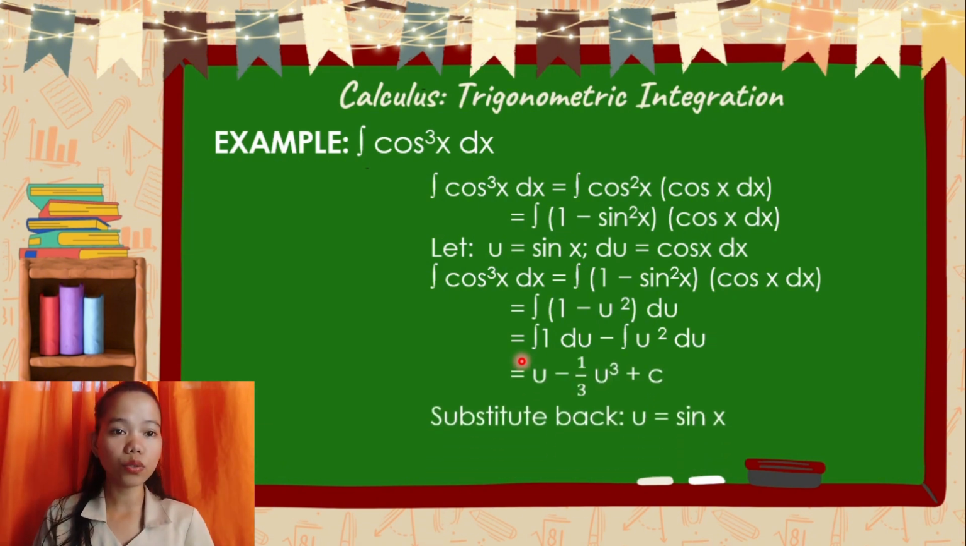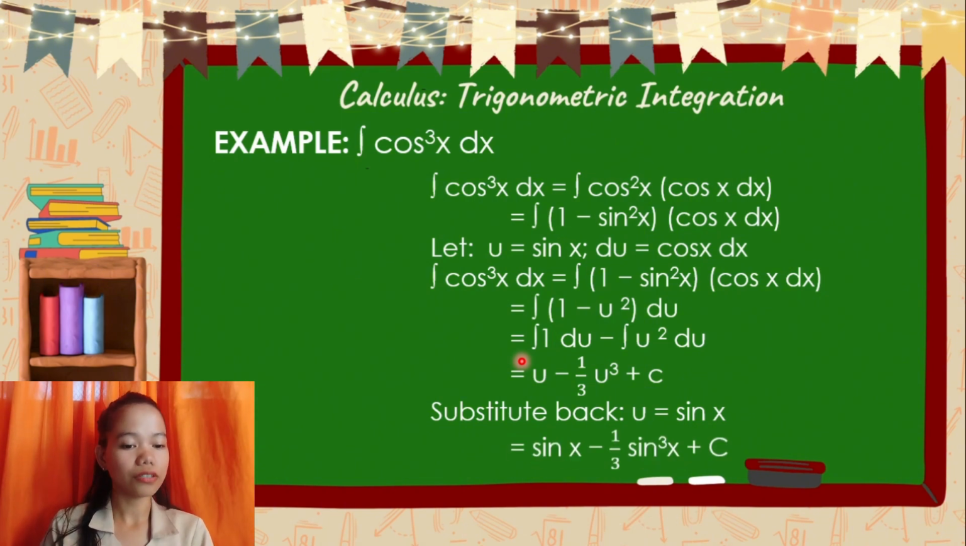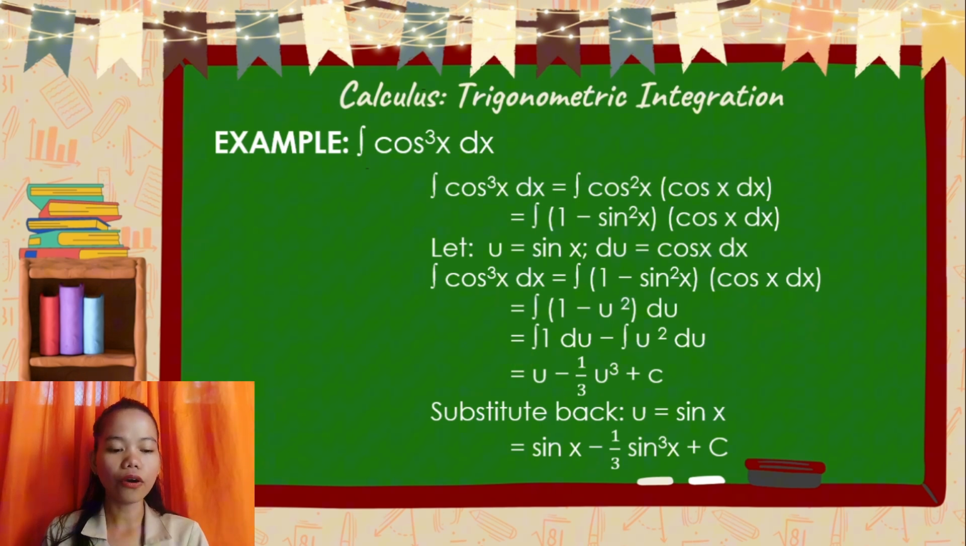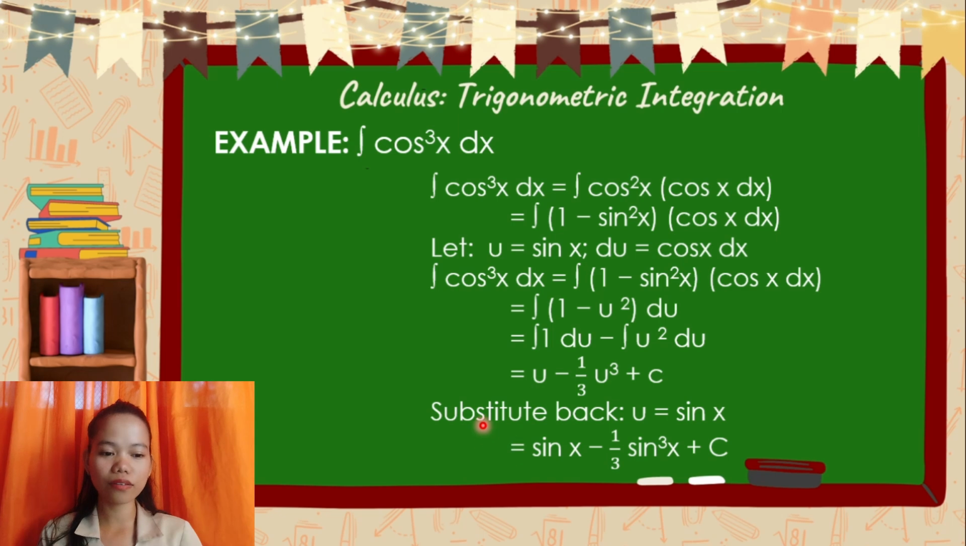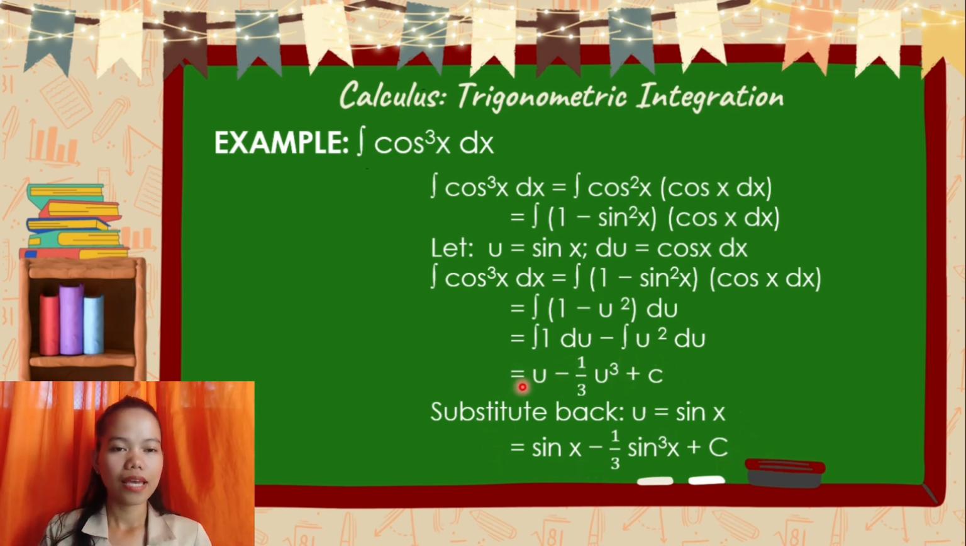Substitute back u equals sine x. And what we have now is sine x minus 1/3 sine cubed of x plus c. Therefore, the integral of cosine cubed of x dx equals sine x minus 1/3 sine cubed of x plus c.